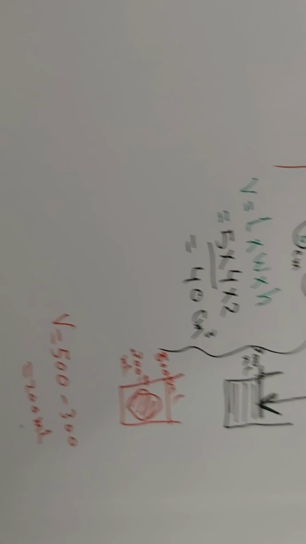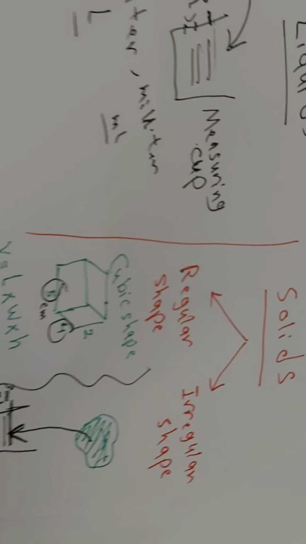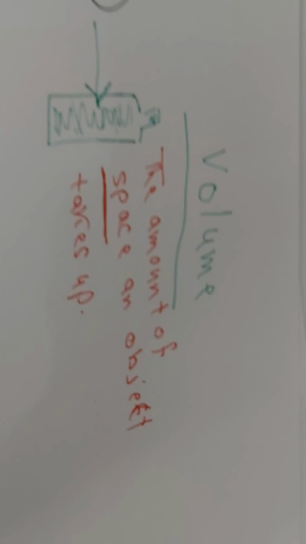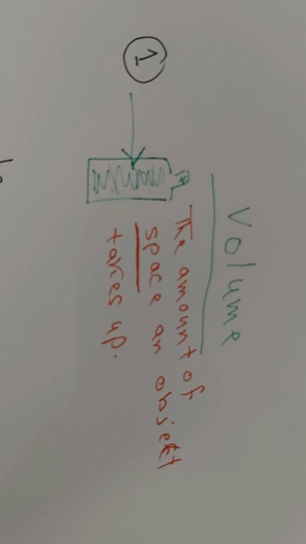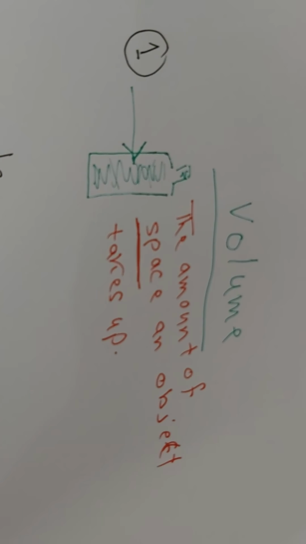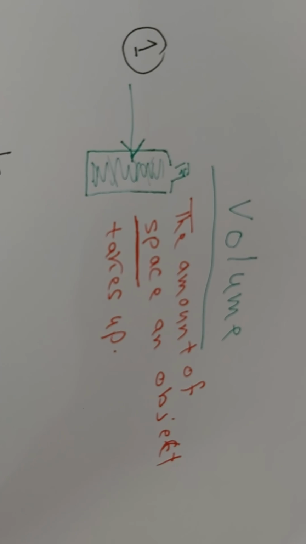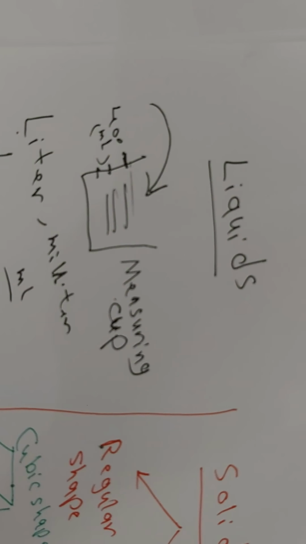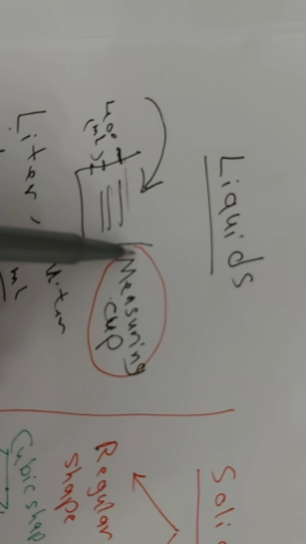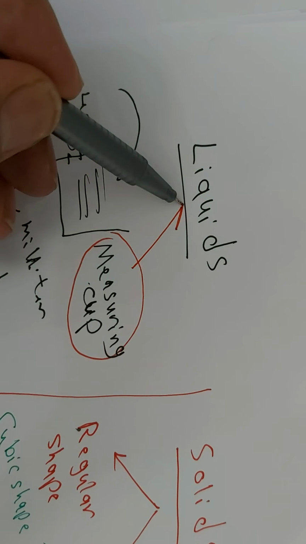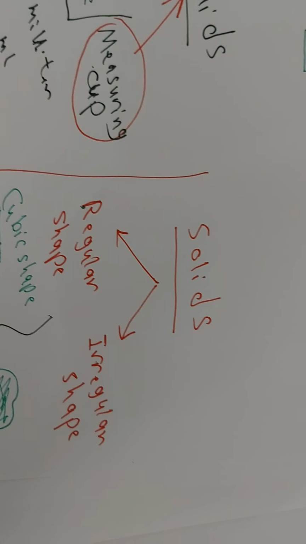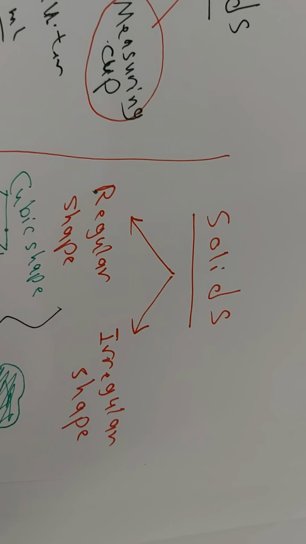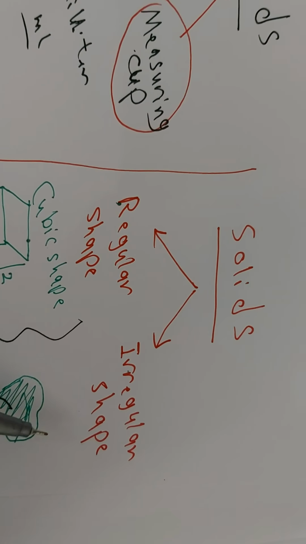Okay? Again, we said volume is the amount of space an object takes up, and we use liter and milliliter as units of volume. To find the volume of liquids, we use a measuring cup. So by using a measuring cup, we can find the volume of liquids. To find the volume of solids, we have two cases here: regular and irregular shapes.